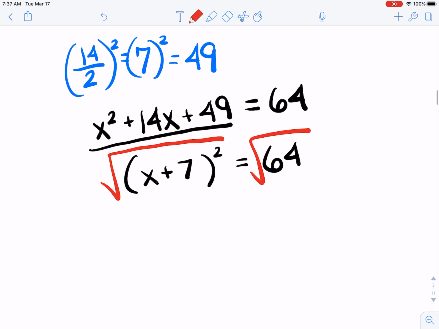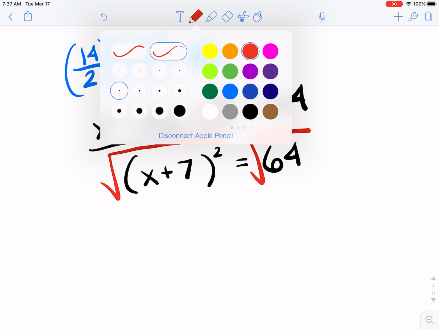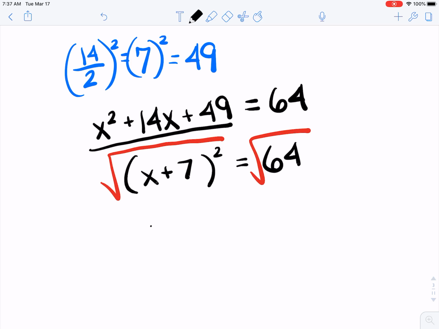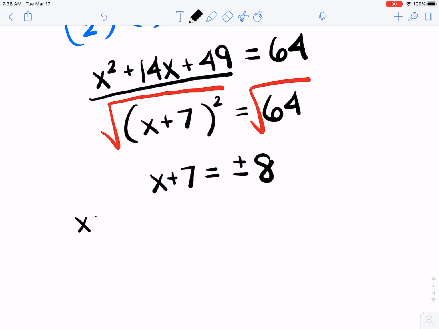Once we have this, we are now able to use square roots in order to solve the problem. So it's actually a 2-for-1 here. Not only are you completing the square, but it leads you to be able to use square roots. So when I take the square root on the left, the square root of x plus 7 squared is simply x plus 7. The square root of 64 is plus or minus 8. Now you'll split this up.